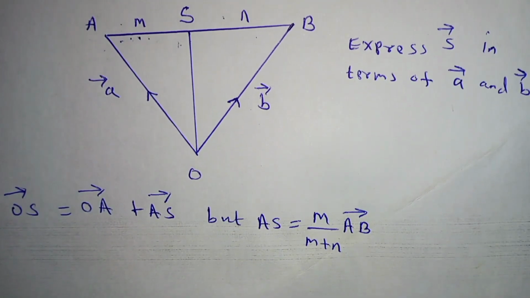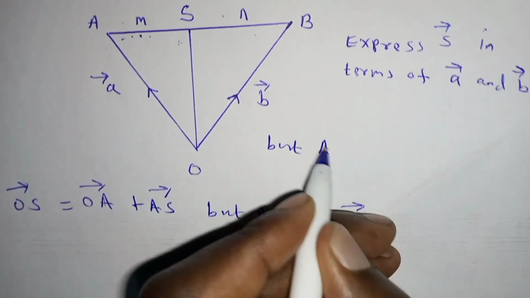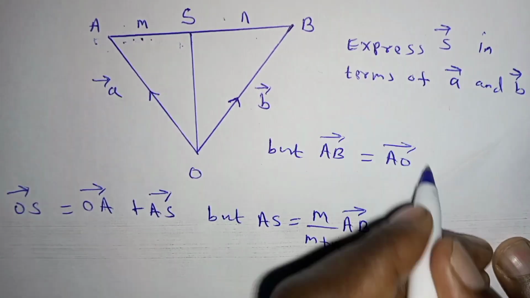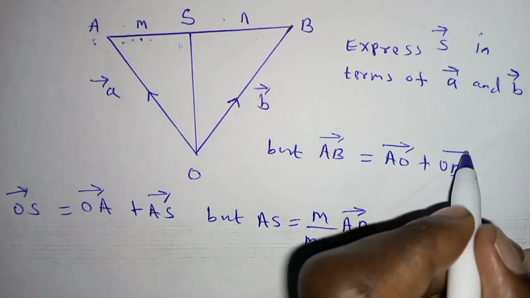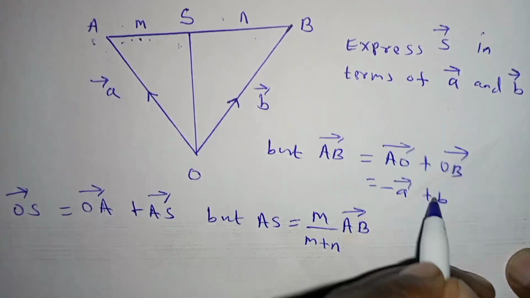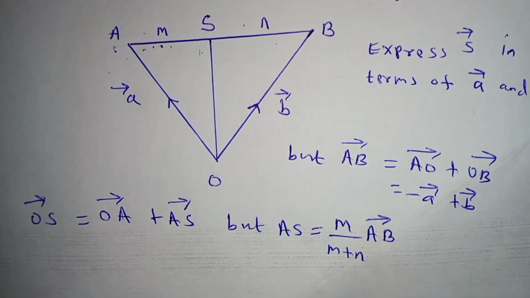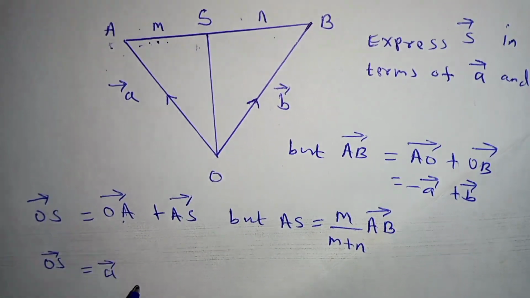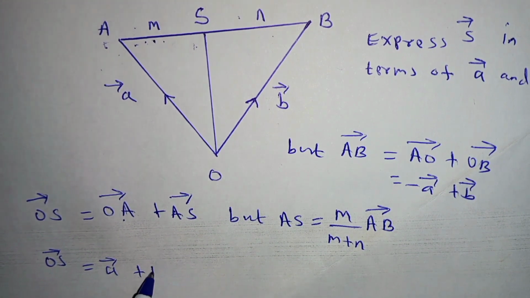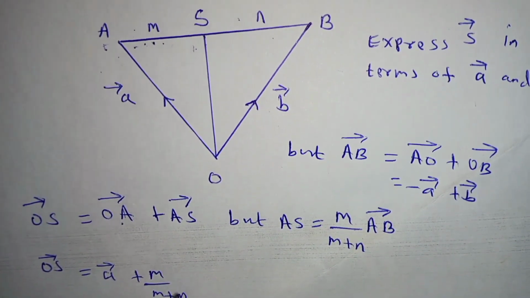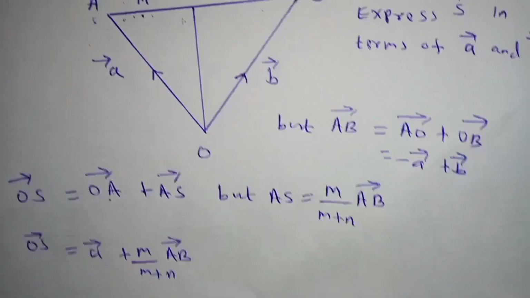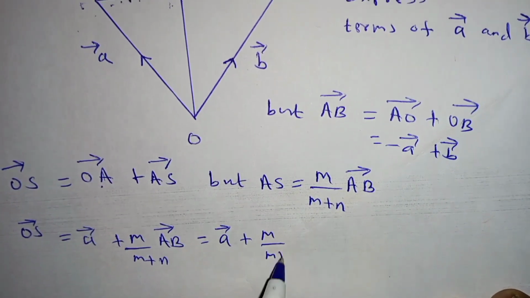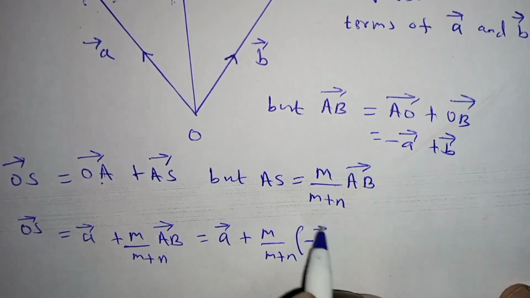But again, vector A and B is given by AO plus OB, which is equal to negative A plus B. When you change the direction, the sign changes. Which implies that now our OS is equal to OA, which is vector A, plus m over m plus n of A and B. That way, which is equal to vector A plus m over m plus n into bracket minus A plus B.